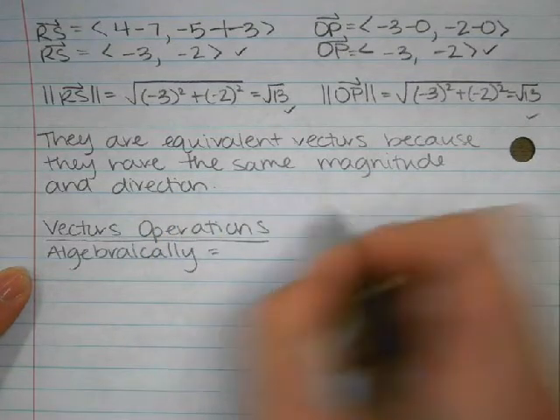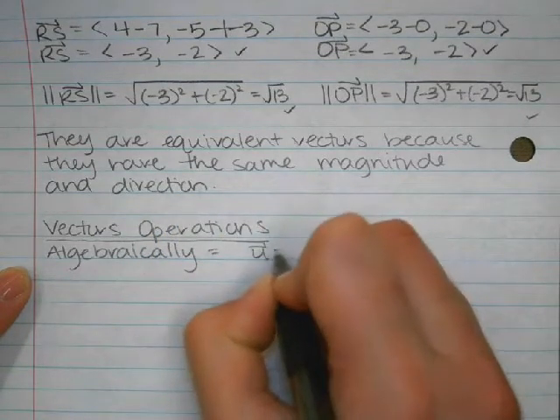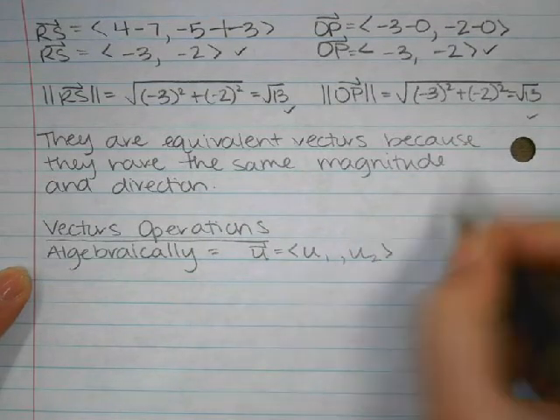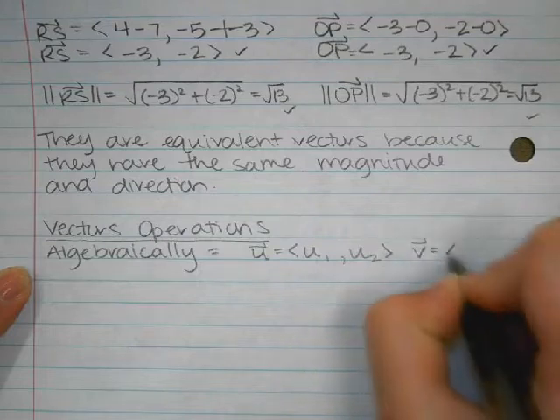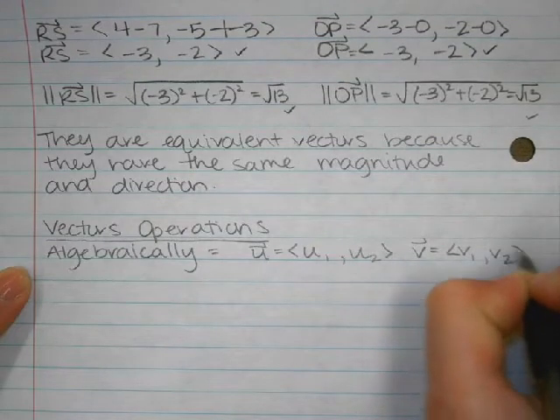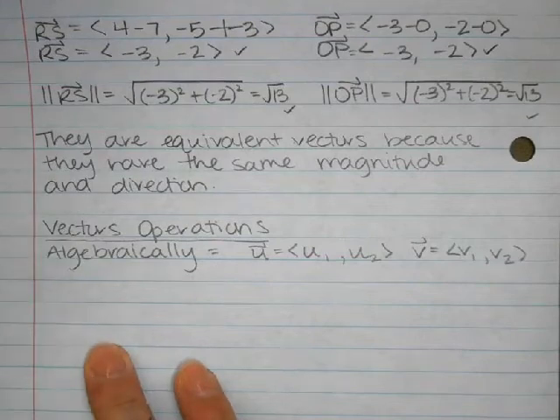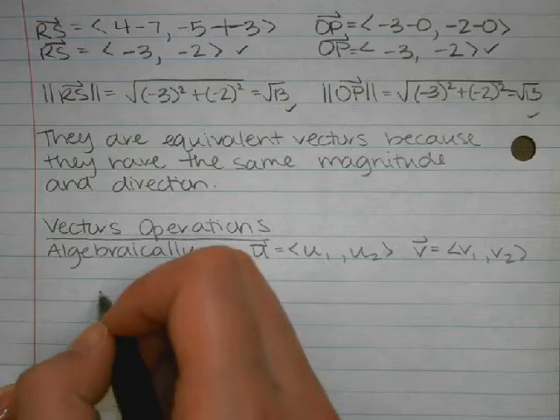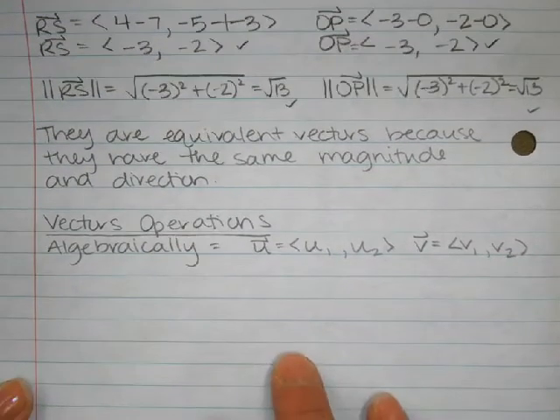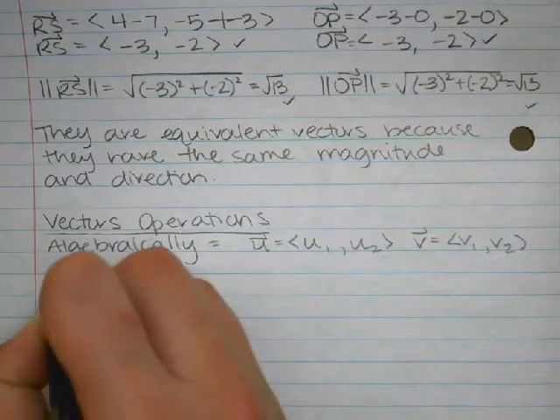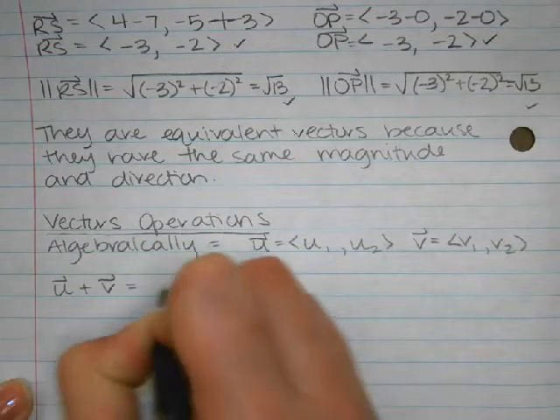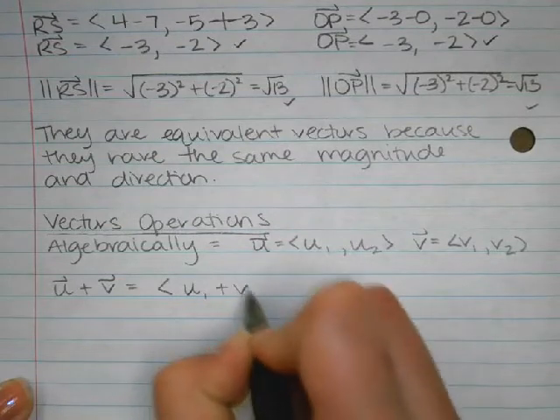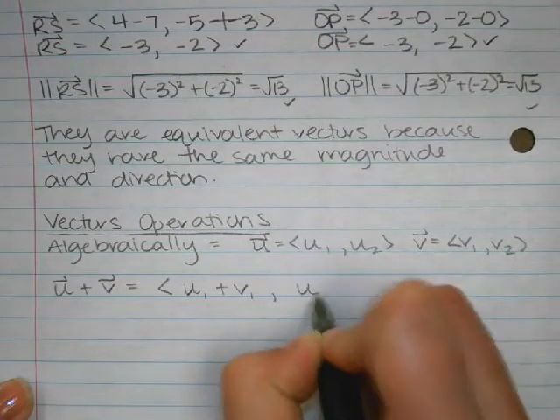So we're going to start off saying that vector u is defined as u1, comma u2. Vector v is v1, comma v2. And so we have a couple formulas here that you can think about, and I'm not going to make an exhaustive list, I'm just going to show you how it works. So vector u plus vector v is the horizontal components added, and then the vertical components added.